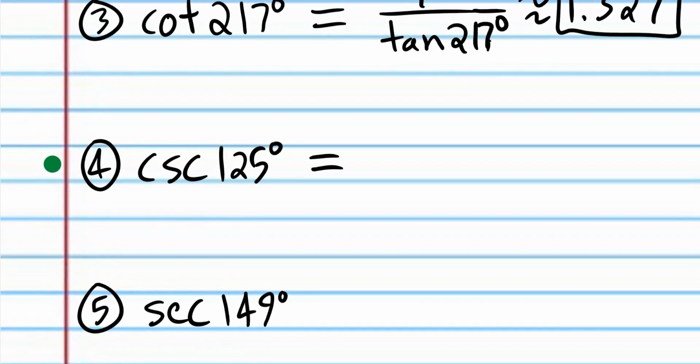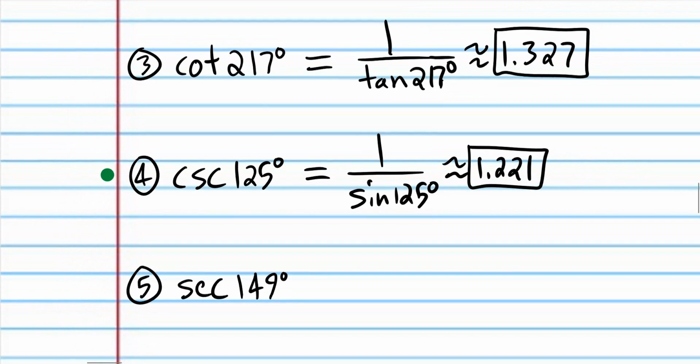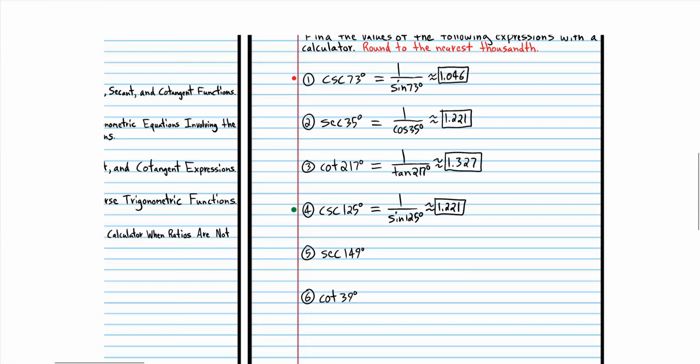Okay, we're back. So we're going to convert. And if we enter that into our calculator, 1 divided by sine 125, enter, is 1.221. So if we got that right, perfect. Go ahead and try number 5, and when you come back, we'll do it together.